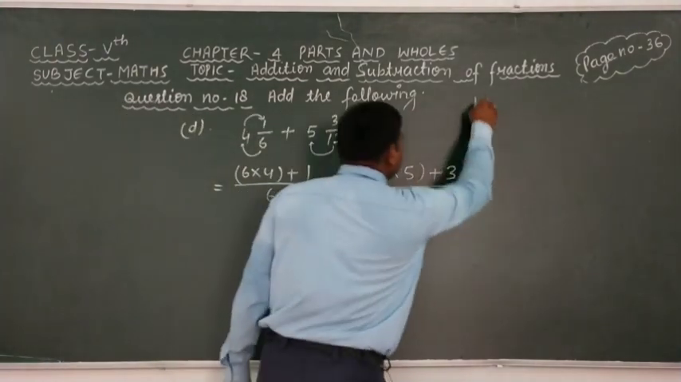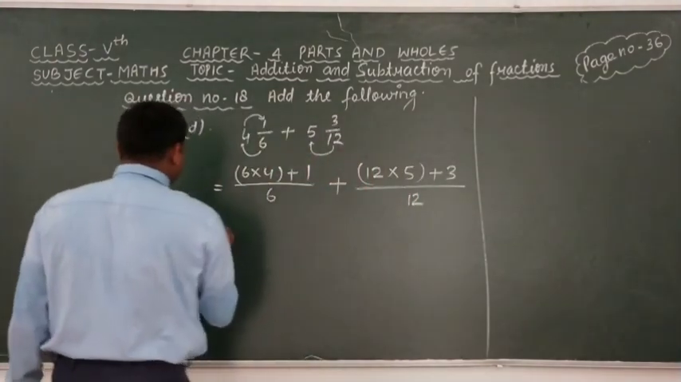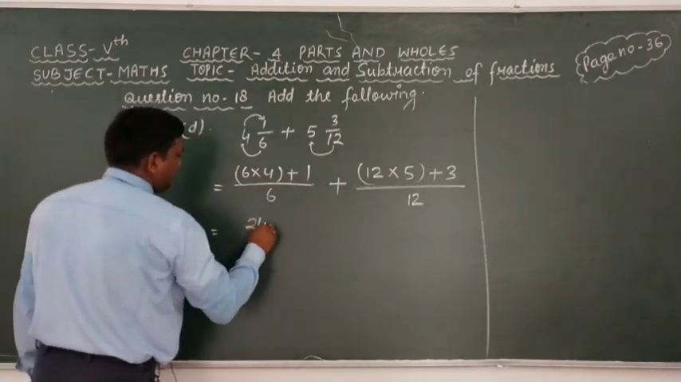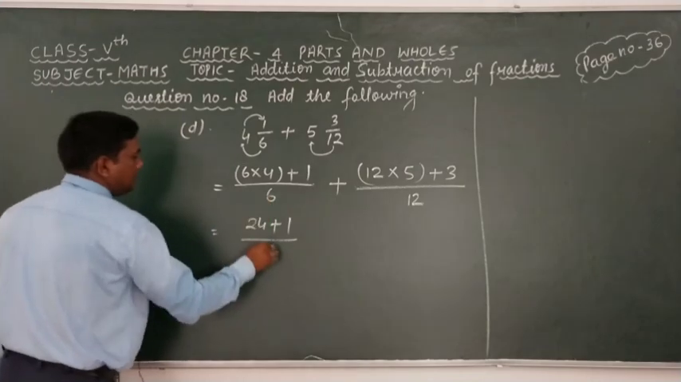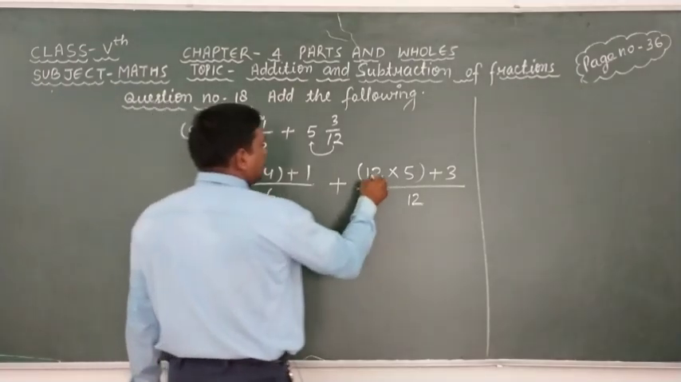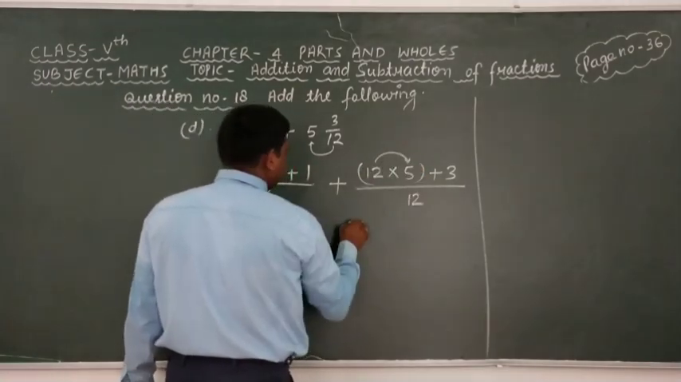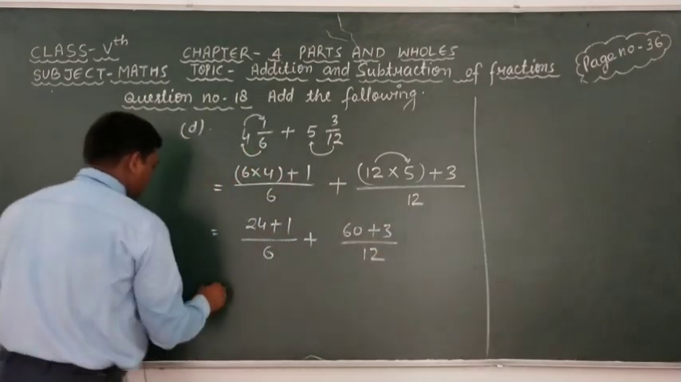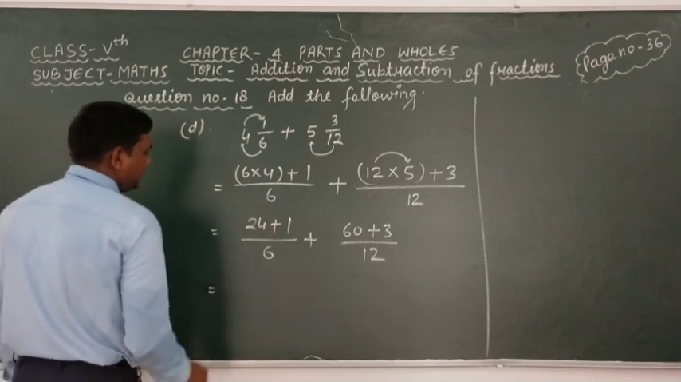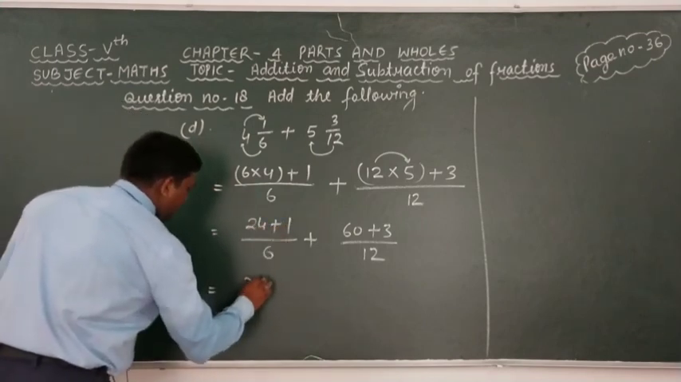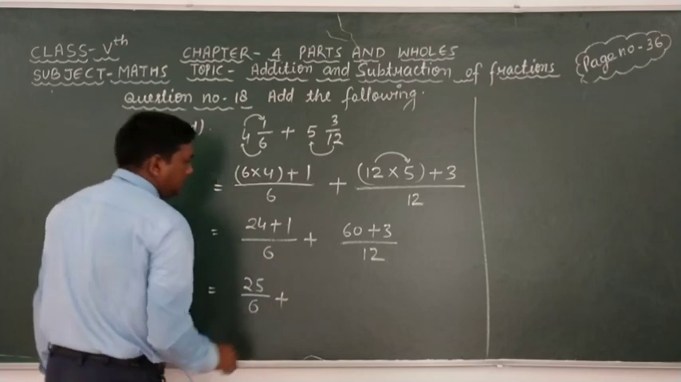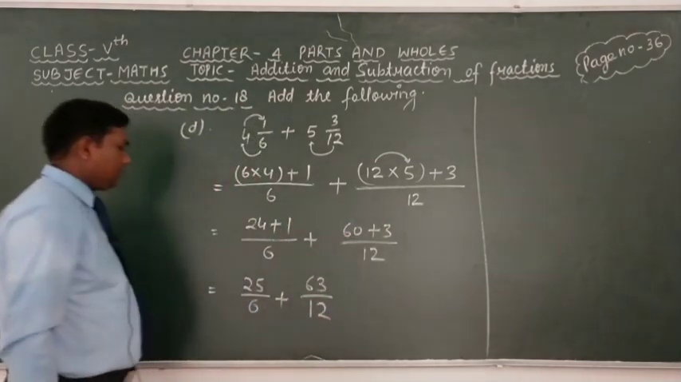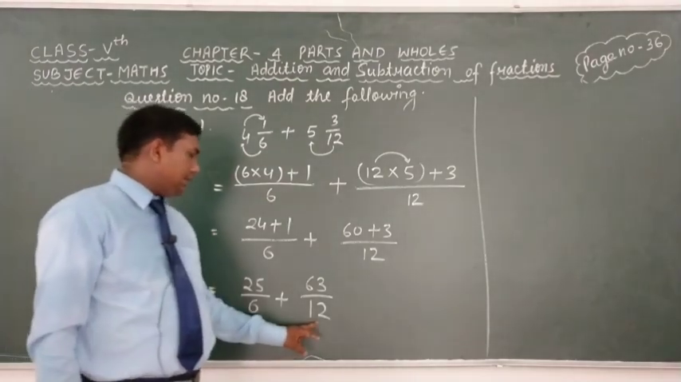Look at here carefully. After multiplying these we get 6 fours are 24. 24 plus 1 over 6 plus 12 fives are 60 plus 3. 60 plus 3 over 12. Okay, after adding these we get 24 plus 1 is 25 over 6 plus 60 plus 3 is 63 over 12. Just look at here carefully. Here given that 6, here 12.